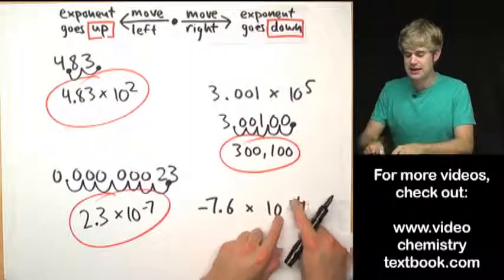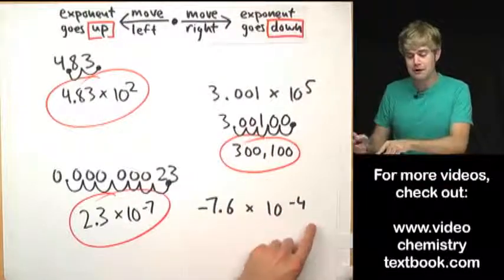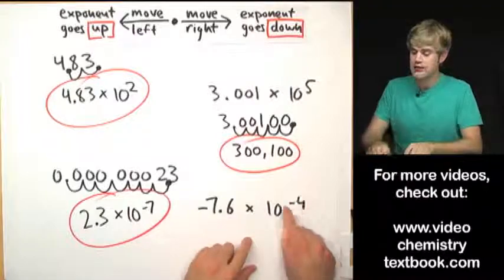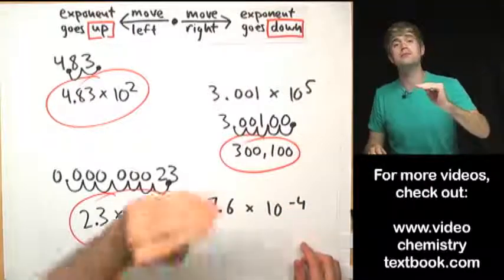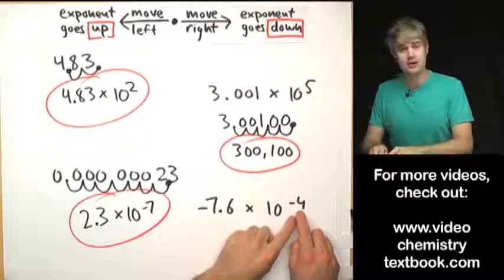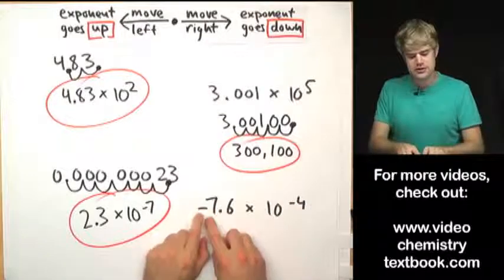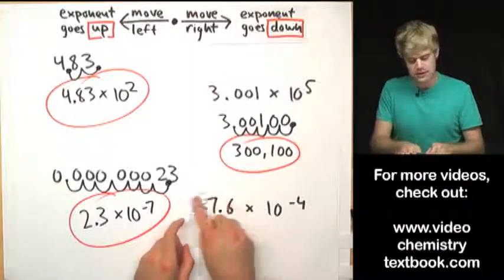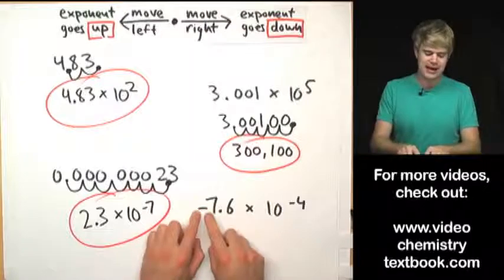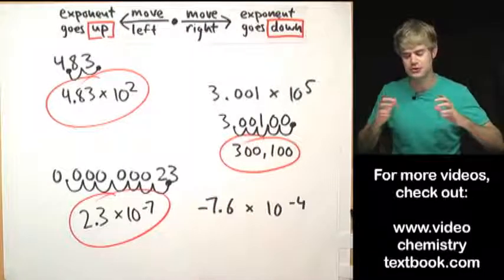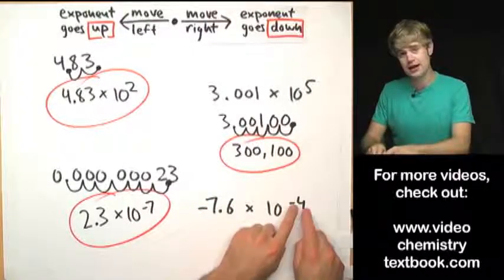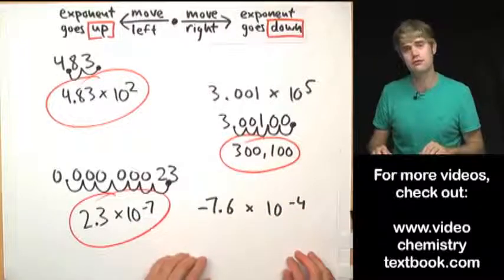So I get 10 to the negative 4th here. I'm going to be moving the decimal place so that this negative 4th comes back up to 0. Now, notice that this is a negative number here. Some people get confused by this, but the negative number in front of 7.6 has nothing to do with the negative number in the exponent. So don't be confused by this.